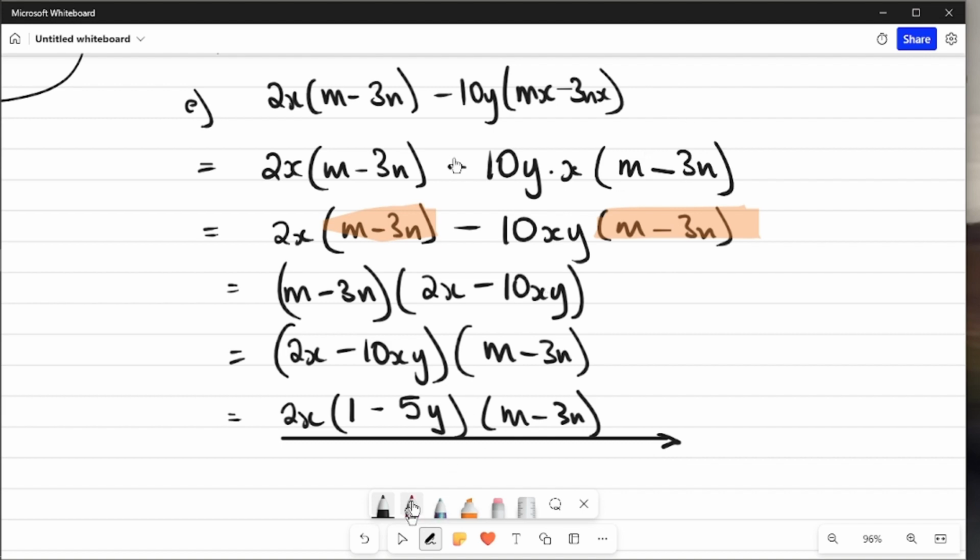We were given 2 terms at the start. We have 1 term now. Even though there are many things written as the final answer, there is multiplication between 2x in the bracket and the bracket, making it a single term.